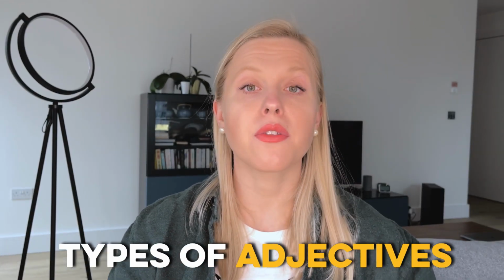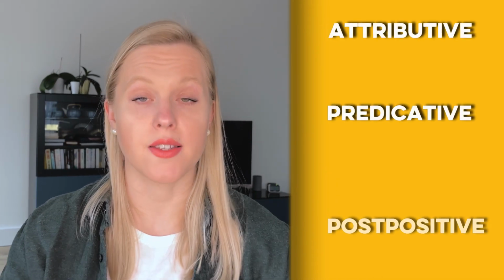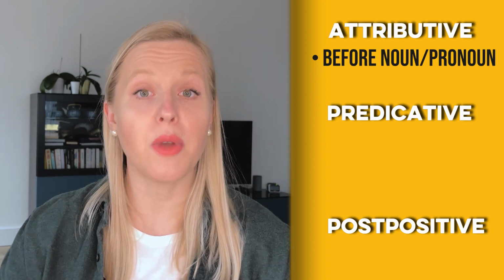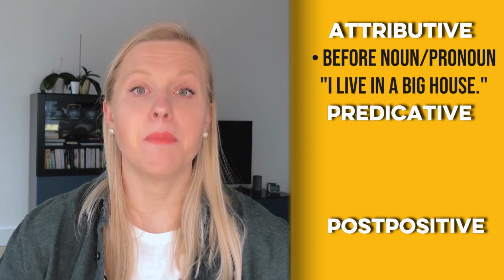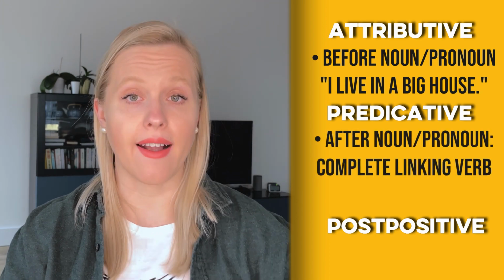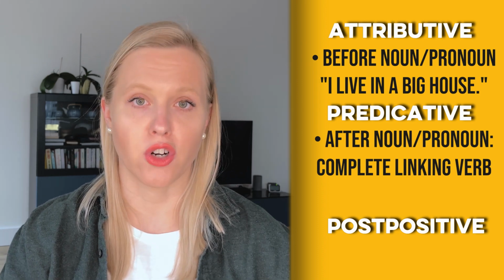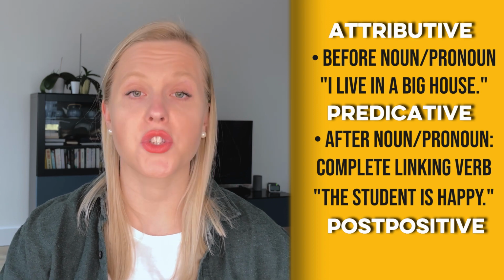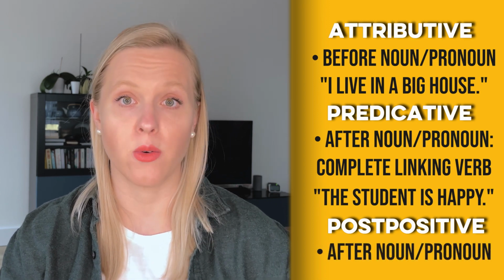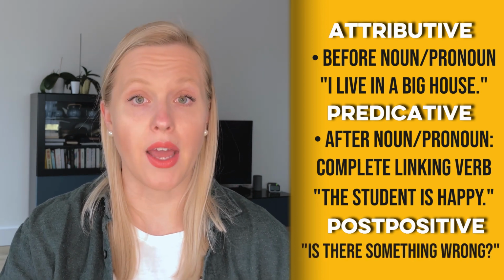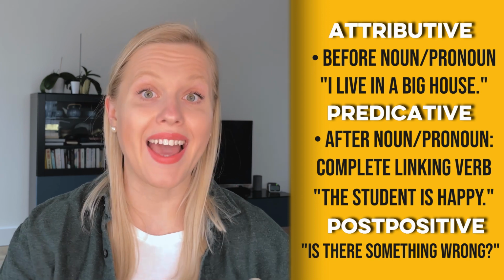Now, in general, there are three kinds of adjectives: attributive, predicative, and postpositive. Attributive adjectives are placed before a noun or pronoun. So you would say, I live in a big house, as an example. Predicative adjectives come after the noun and they complete a linking verb, like the sentence, the student is happy. And postpositive adjectives go immediately after the noun or pronoun. For example, is there something wrong? Here, something is the pronoun and wrong is the postpositive adjective.